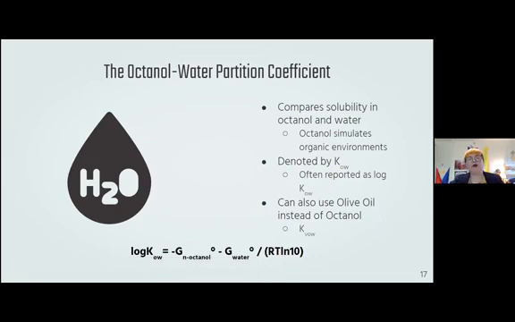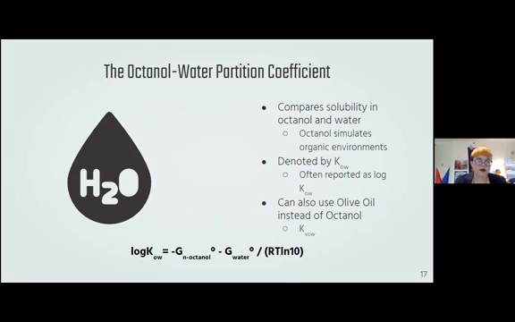Next is the octanol-water partition coefficient. The octanol-water partition coefficient compares solubility in octanol and in water. Octanol is used because it simulates organic environments while still being a well-known substance and not having a ton of weird things happening in it that you sometimes see with other organic solvents. The octanol-water partition coefficient is denoted as the KOW, K being the coefficient, and then OW, octanol water, and it's often reported as the log of the KOW. You can also use olive oil instead of octanol, in which case it's denoted as the KVOW, and the olive oil can be used to get a more accurate representation of an organic system and organic fats.